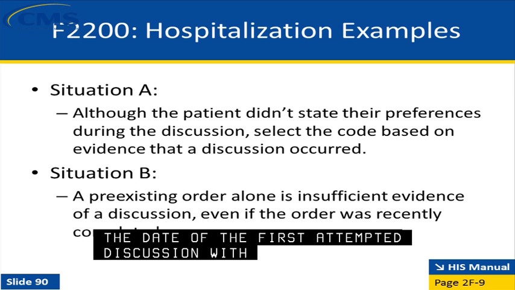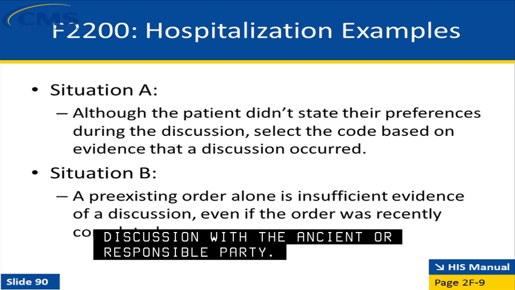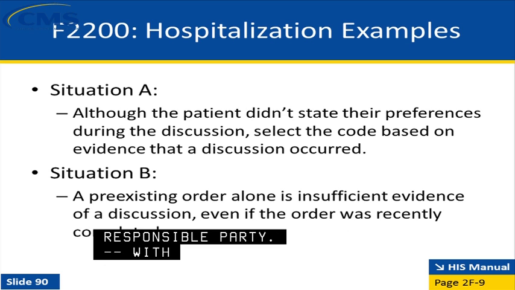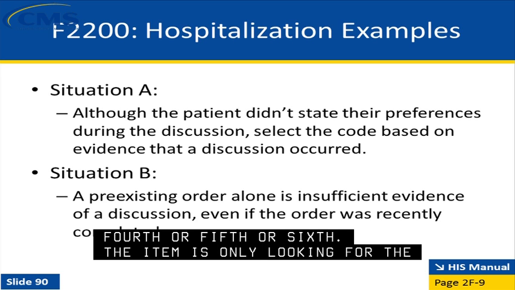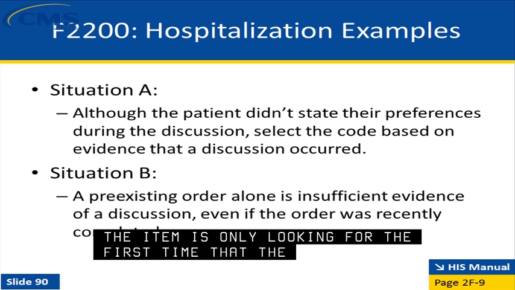So although the clinical documentation shows the hospice tried again, maybe they tried on the 4th and the 5th and the 6th, the item on the hospice item set is only looking for the first time that the hospice tried to engage the patient or responsible party in a discussion about hospitalization.